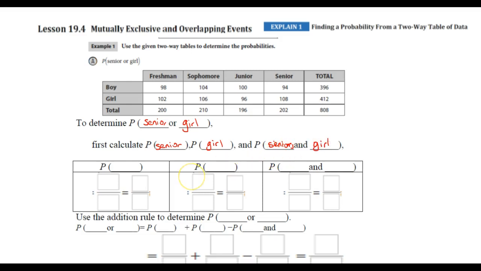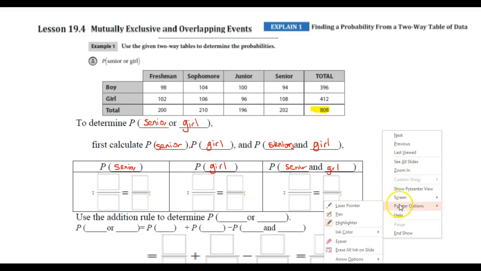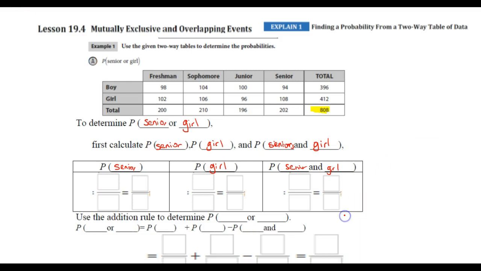Alright, so first things first, let's look at our table. Again, I'm going to fill in these: senior, girl, and senior and girl. Just so you know, your total, as I'm going to highlight for you, is going to be 808. Just in case you're wondering why that is, well, it's right there, it's the total. Alright, let's go ahead and fill in the rest. So I'm going to write 808. And yes, we are going to reduce, just so you know.